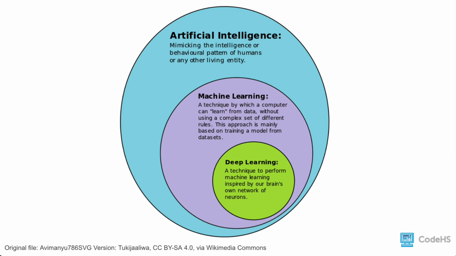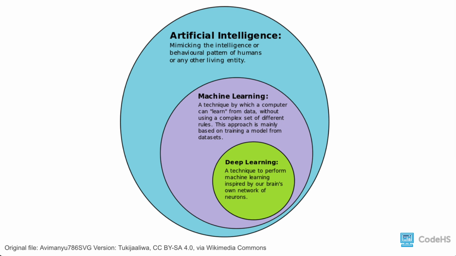These include programmed AI, or predefined behaviors. Within the realm of artificial intelligence, you'll find AI that involves machine learning. This is a technique by which a computer can learn from data without using a complex set of different predefined rules. This approach is mainly based on training a model from data sets. Inside the realm of machine learning is deep learning.